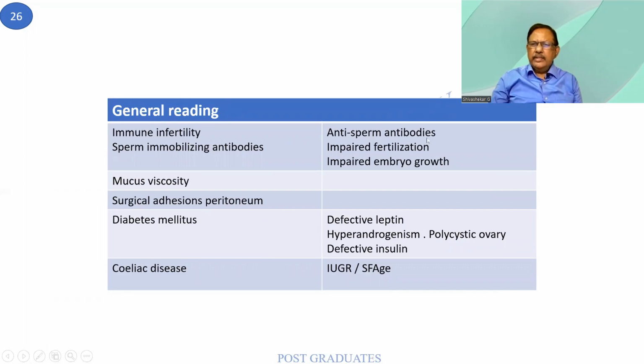This is important, something called as anti-sperm antibodies. The female will be harboring these antibodies so that it immobilizes and kills the sperm. Impaired fertilization and embryo growth. Hyperviscosity with enough mucus. Surgical adhesions. Leptin can be defective, or it can be a celiac disease. So there are at least about 20 causes which you people can very easily recollect and write at least 10 of these. It will improve our answer.